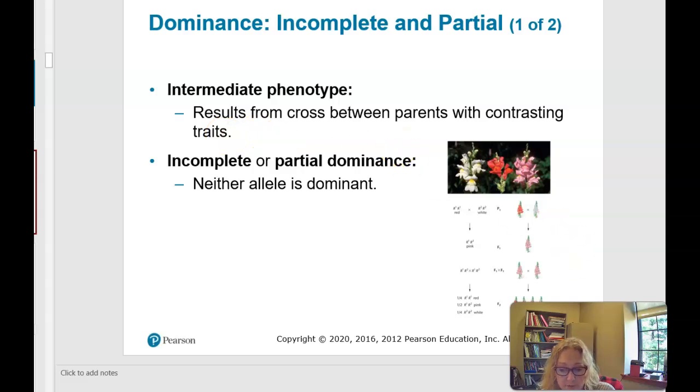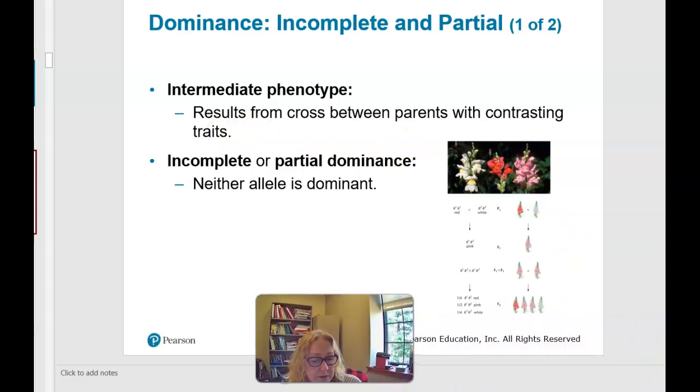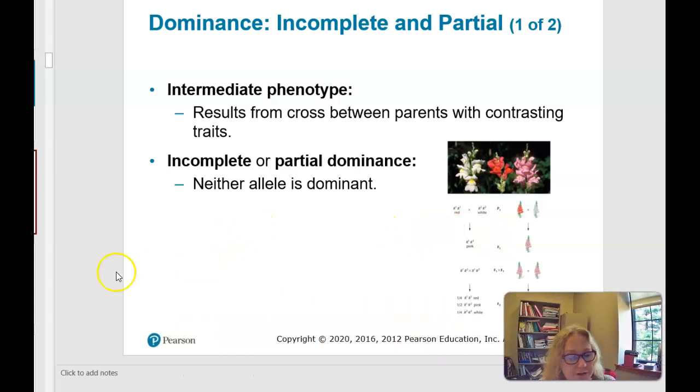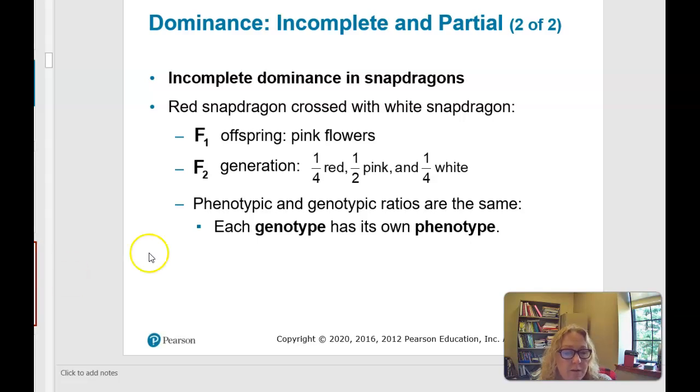We have talked about this in class. We've done some problems like this where the intermediate phenotype results from a cross between parents with contrasting traits. So this is our big A, little a, but in the middle you get pink, right? You have a dominant red, white is recessive, but in the middle, this is just incomplete dominance. There's not enough red pigmentation to make red, so you get pink. It's just a watered down pink, if you will. This happens in snapdragons. They have incomplete dominance.